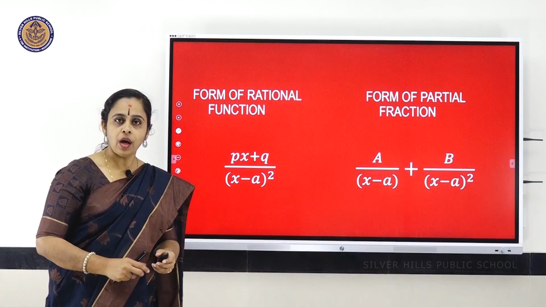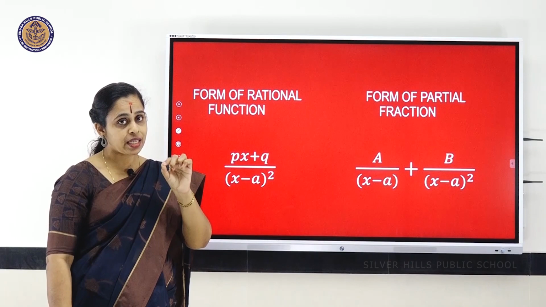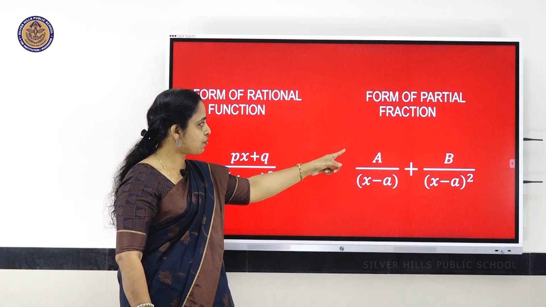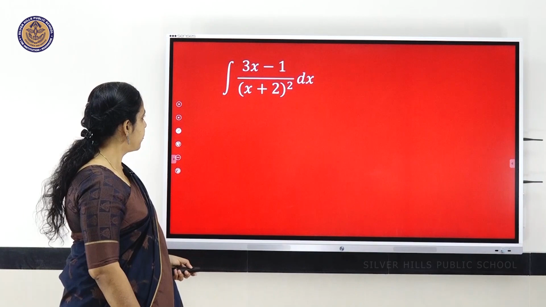Now, let us see the next form of rational function. It is (px plus q) divided by (x minus a) whole square. Here, the factor x minus a is repeated twice. So, the form of partial fraction will be a divided by (x minus a) plus b divided by (x minus a) whole square. Let us do one example to make it more clear. (3x minus 1) by (x plus 2) whole square.